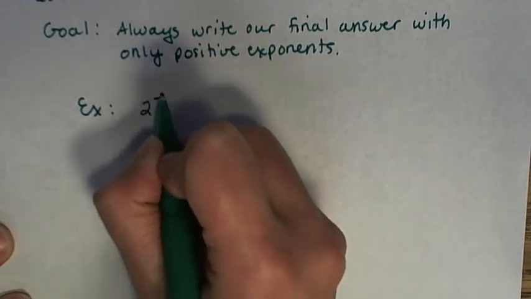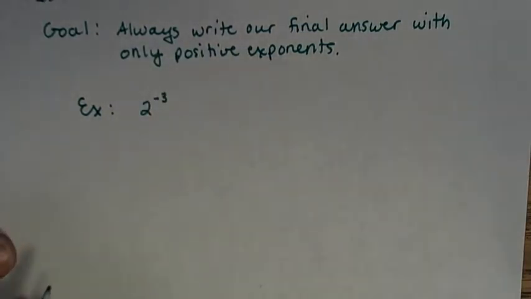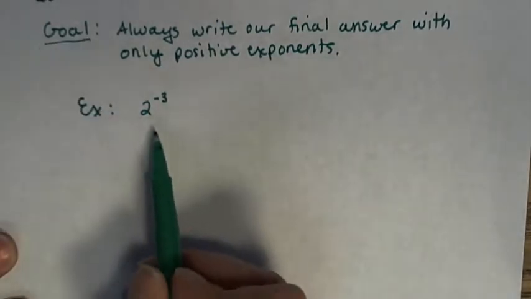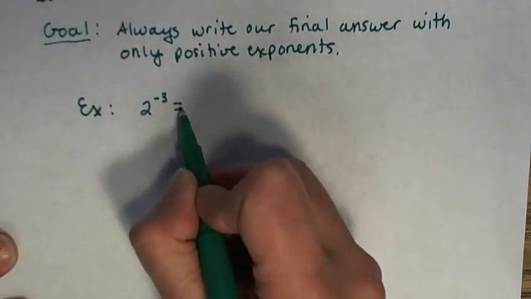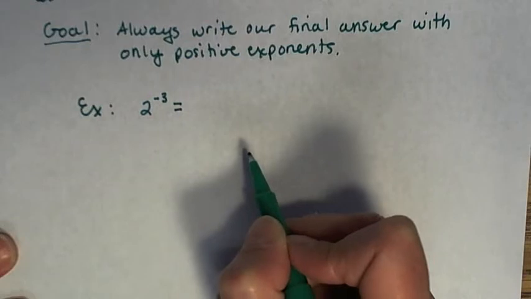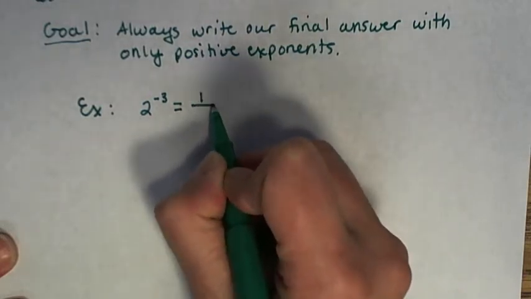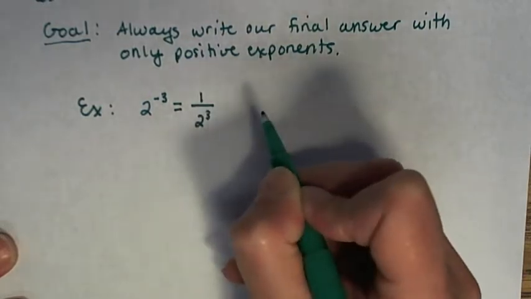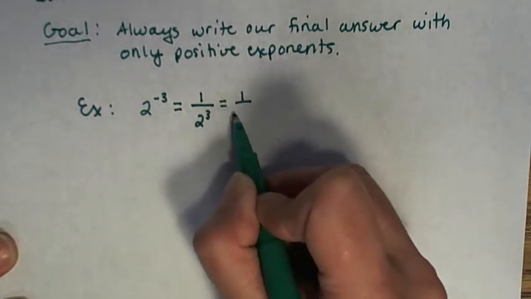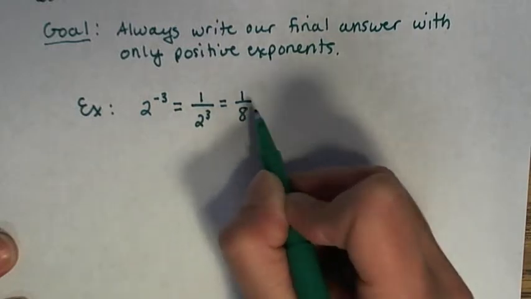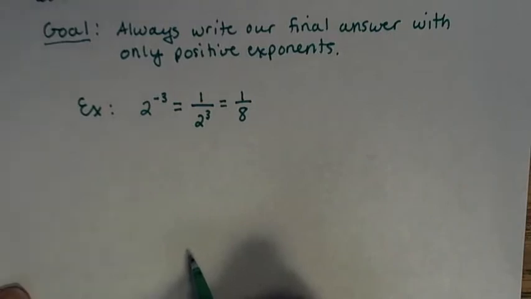Suppose I have 2 to the negative third. Now, that's not a legal way of writing my final answer because I do have a negative exponent, not a positive exponent. So I start by applying the negative exponent rule. This becomes 1 over 2 cubed. And 1 over 2 cubed I can simplify down to 1 over, remember 2 cubed is 2 times 2 times 2, which is 8. So I would simplify that one down to 1 over 8.